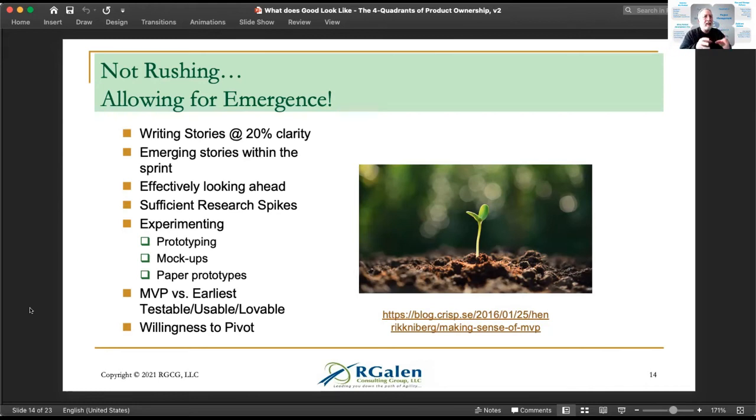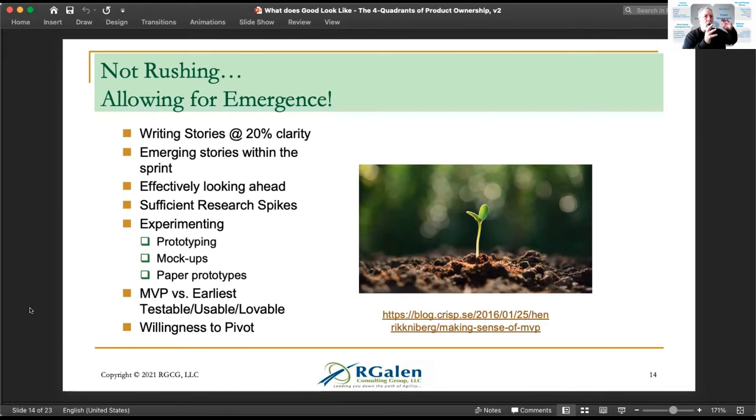So to me, that's indicative of this notion of allow emergence. Don't get stuck in the problem space of trying to define everything too early in too much detail. It's intended as part of Agile to allow this emergent understanding. So do effective look ahead, but not too much. Effective spiking, but not too many spikes, right? Allow emergence to happen. Experiment, do prototypes, have mock-ups, paper, MVPs, etc. So don't rush.